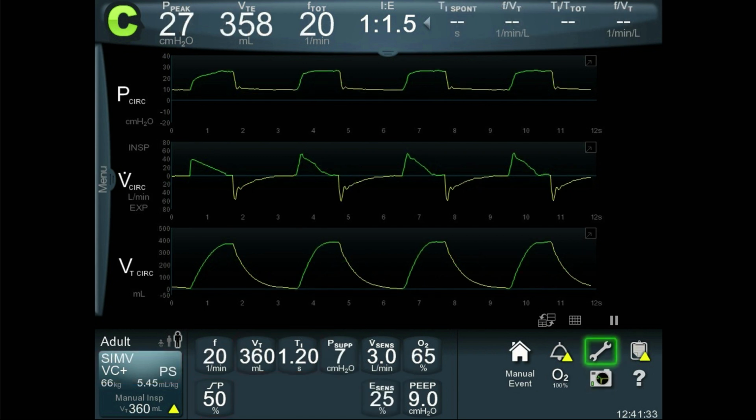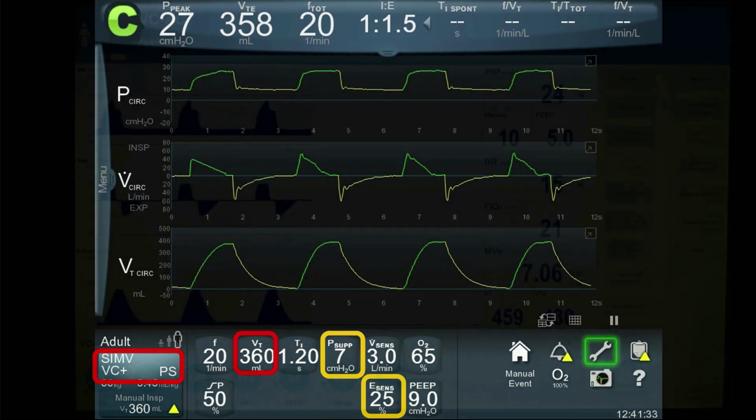You can see on this screen that this patient is on SIMV VC+ with pressure support, with a set tidal volume and a pressure support level. If you want to get very adventurous with this particular mode, you can always set tube compensation.